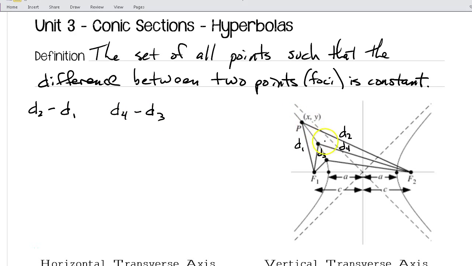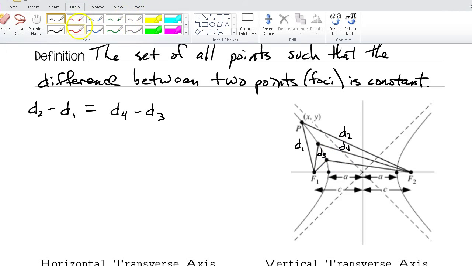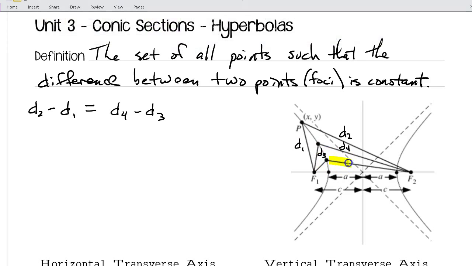So if these points are on our hyperbola, then all of these differences, these 2 in particular that we're talking about, would be constant. Okay, so then we could do the same thing with these 2 over here. If I subtract these 2 segments, they would also equal the same as whatever I got from D2 minus D1 or D4 minus D3. Okay, so that's the basic idea of our hyperbola and how it's generated.